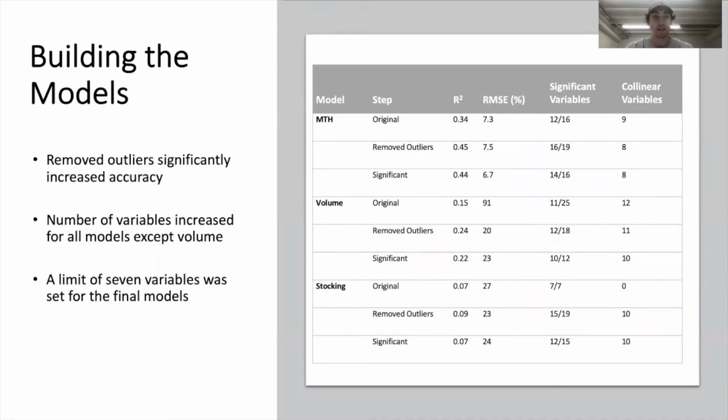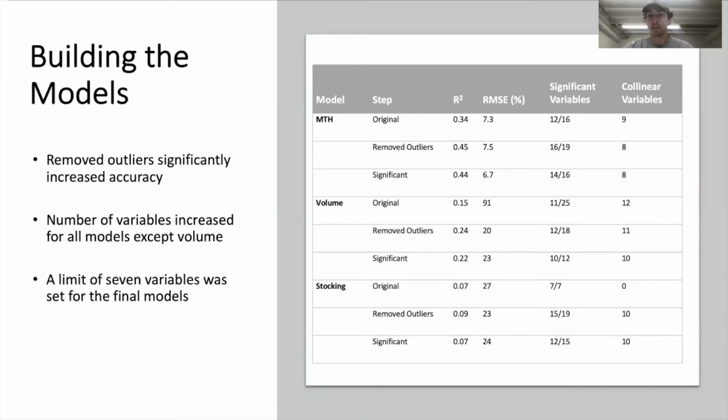So from there, I continued to build the models. I started by removing the outliers, and this significantly increased accuracy. As you can see, the R squared increasing and the RMSE generally decreasing for all of the models. The number of variables increased for all of the models except volume. As you can see, the number of variables included in the models were relatively high. So for mean top height, there was 19, volume there was 18, and stocking there was 19.